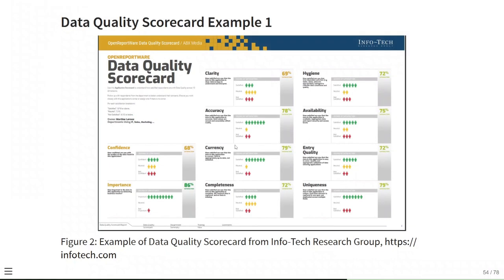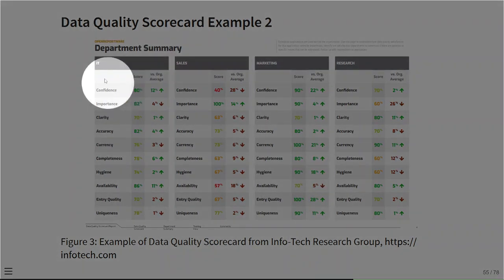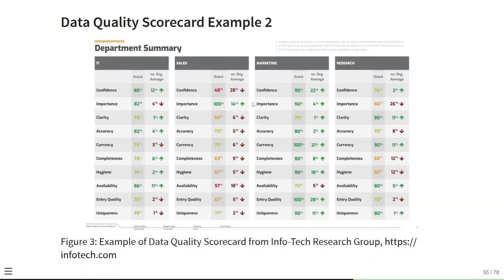And we see on the next slide the same metrics, but instead summarized over each department, where we can see some differences for the sales department and the other departments in the confidence and the availability, not to say the least.